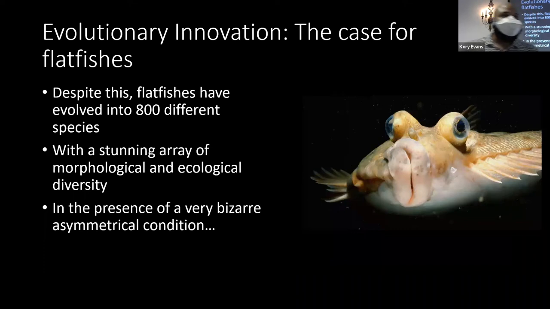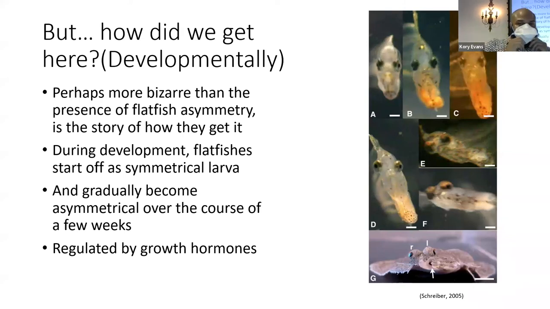Despite this, there are about 800 species of flatfish worldwide. They're absurdly diverse in their species numbers and some of their lifestyles as well. So this clade of fish is doing really well, despite being absolutely weird. So, how does one become a flatfish, right?